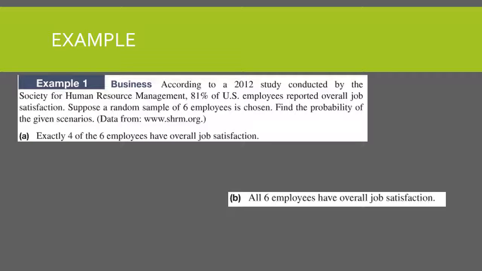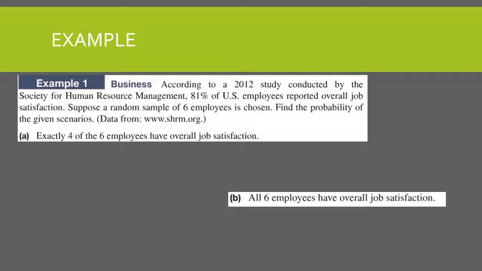So we have an example. According to a 2012 study conducted by the Society for Human Resource Management, 81% of U.S. employees reported overall job satisfaction. Suppose a random sample of 6 employees is chosen. Find the probability of the given scenarios. Now, 6 is our set number of trials. That's our n. The probability of success, 81%, so 0.81.